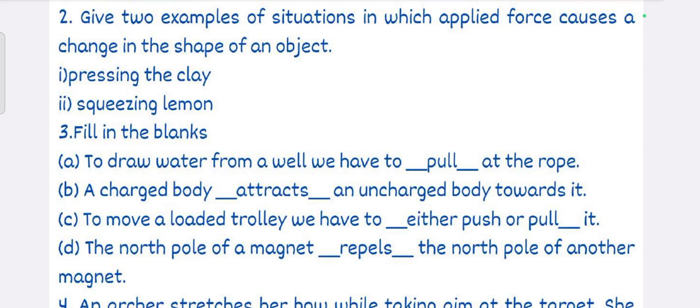Question number 3. Fill in the blanks. First, to draw water from a well, we have to pull at the rope. Answer is pull.